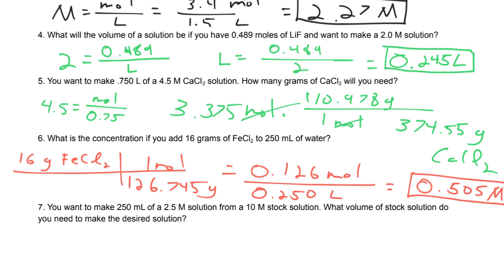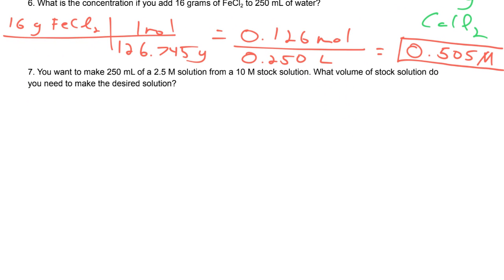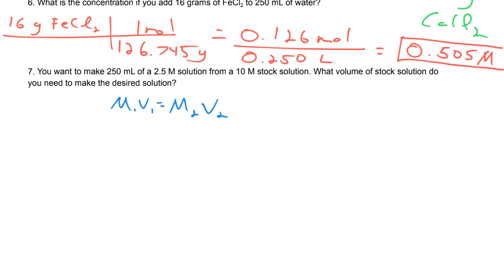All right, and on to number 7. Now we're on to a dilution problem. So we want to make 250 milliliters of a 2.5 molar solution. That's kind of where we're ending up. So I recognize this is an M1 V1 equals M2 V2 problem. And I know that my final molarity is 2.5, so I'll fill it in for M2. And the final volume is 250, so I'll fill that in for V2. I have a 10 molar stock solution, so I'll fill that in for M1. And the only thing I don't know is V1, but I can solve for it now.